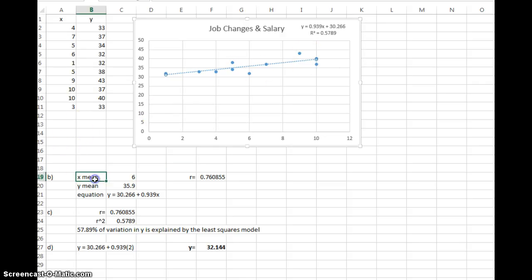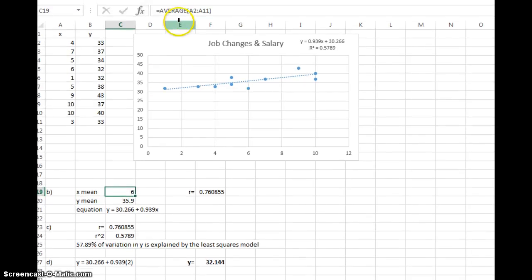Alright, so B wants us to list the mean of X and the mean of Y, so I just used the average function built into Excel and averaged the X and Y columns. The equation, Excel gave that to us, so the equation of our line. Here's the equation of the least squares line, and we've already plotted it, so that's done.